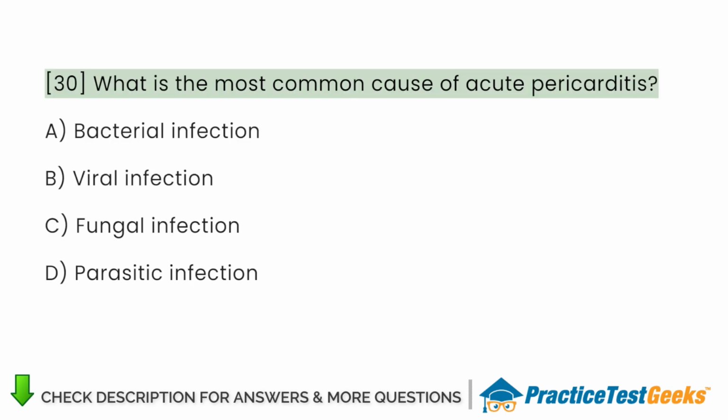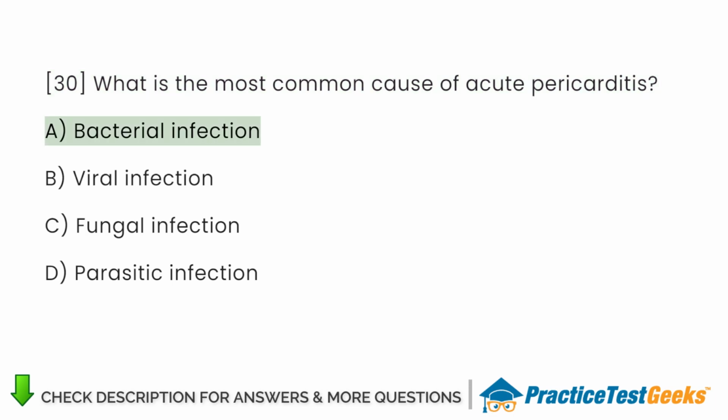What is the most common cause of acute pericarditis? A. Bacterial infection. B. Viral infection. C. Fungal infection. D. Parasitic infection.